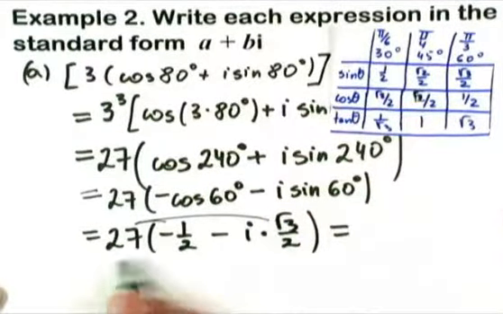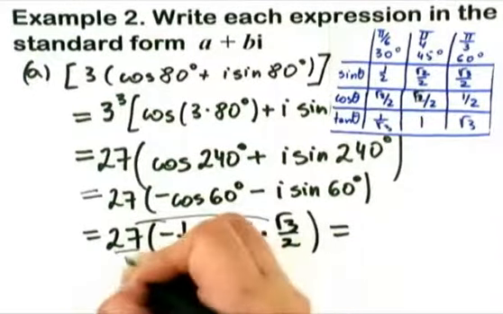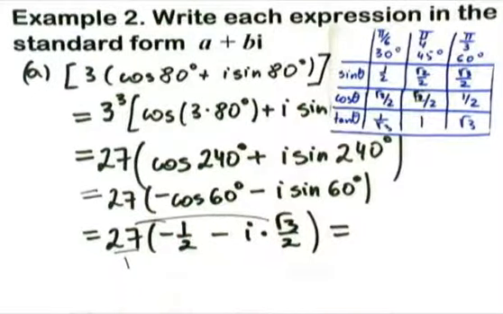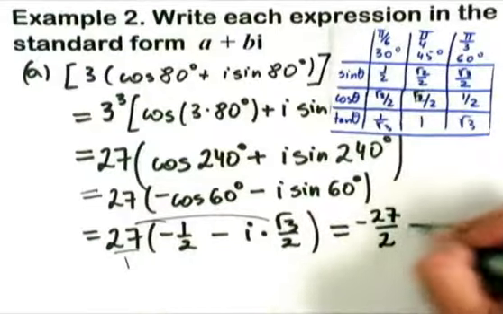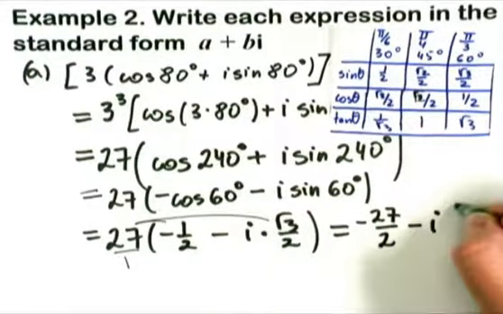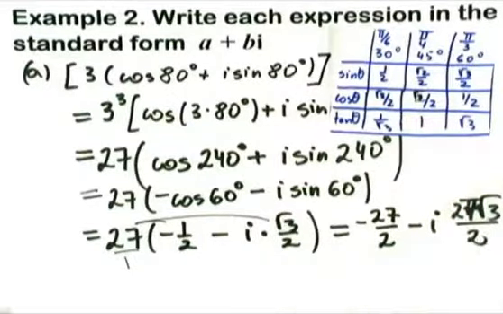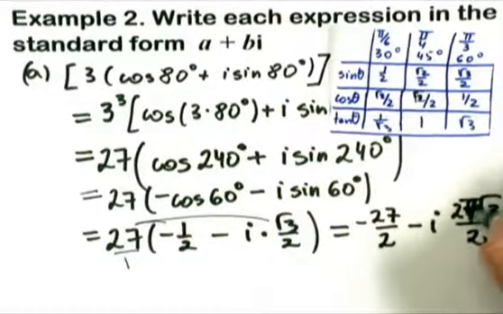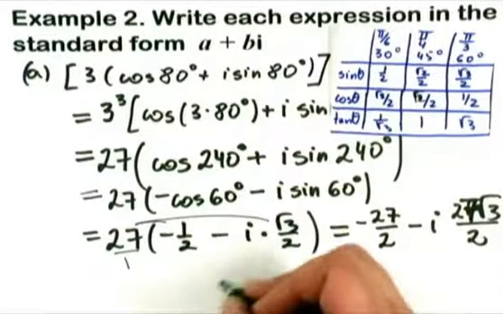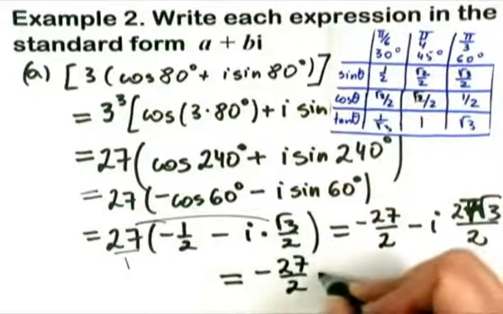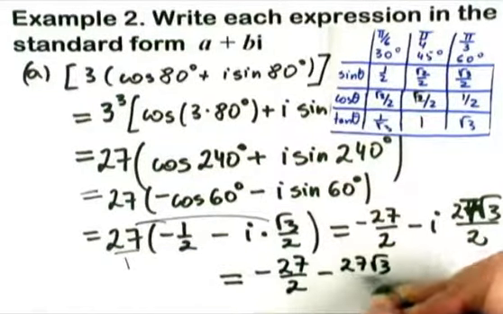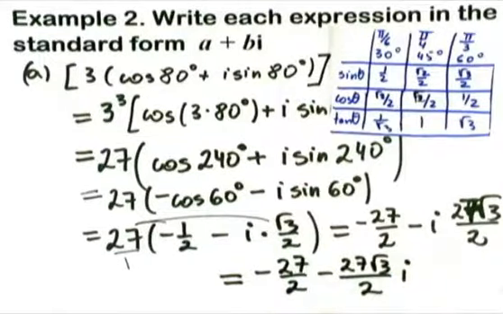So 27 times 1/2, 27 is like 27 over 1. So this gives me minus 27/2 minus i 27 root 3 over 2. This is 27, so that I can put the i in the back. So this is equal to minus 27/2 minus 27 root 3 over 2 i.